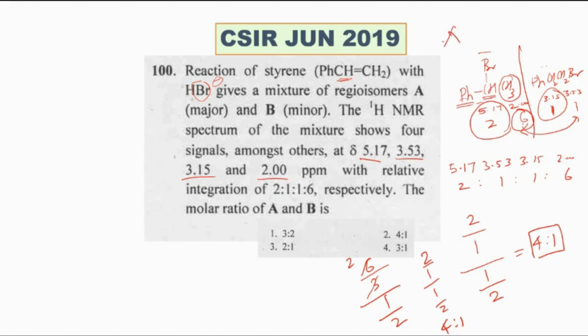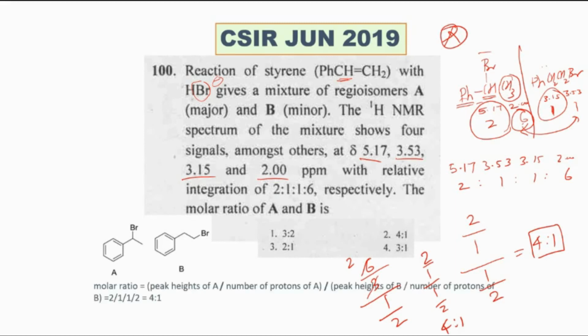Very simple. Remember the formula. The molar ratio is the peak height of A by number of protons of A, divided by the peak height of B by number of protons of B. Take any one set of peak height and protons in A; you can take 2, or you can take 6. It is your choice. Similarly in B. So 2 by 1 by 1 by 2 will give you 4:1.